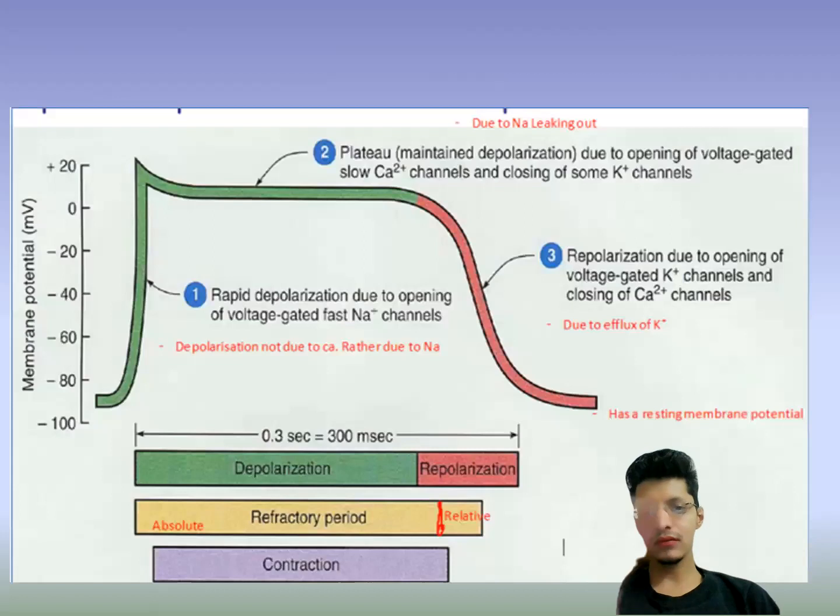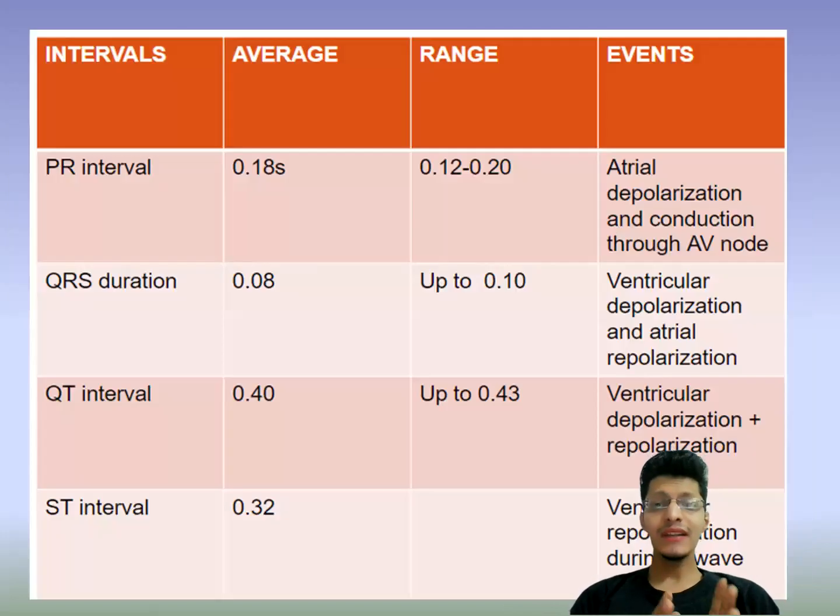Now, this is how you can see which channel is opened where. The sodium channel opens, then the calcium channel opens, and then the potassium channel opens. But there has been a persistent opening of a potassium channel, and along with that the sodium and calcium channels also keep opening. Now, these are the average durations of different intervals.